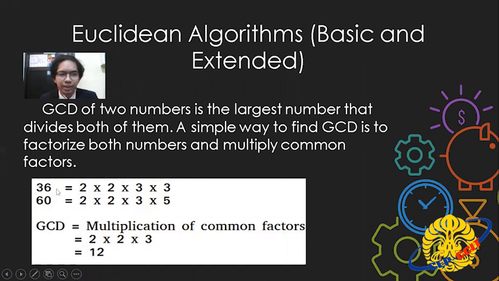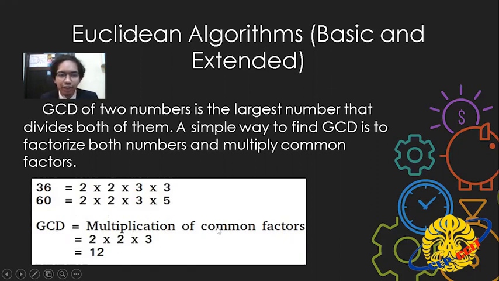So we have 36 and 60. To generate 36, we have 4 times 9. So we factorize 4 and 9: we have 2 times 2 and 3 times 3. What about 60? We generate it as 4 times 15, right? When we factorize, 2 times 2 equals 4, and 3 times 5 is 15. So we have 60.